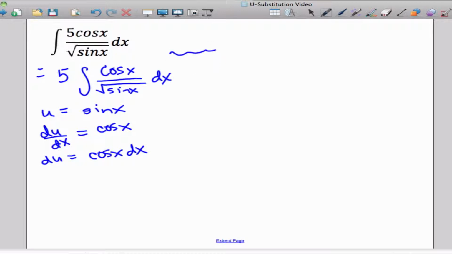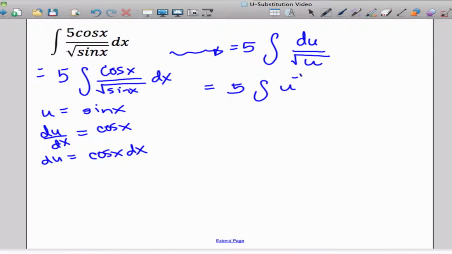So when we do our substitution, we still have that 5 out in front. So we have 5 times the integral of, instead of cosine x dx, we can replace that with a du over, in the denominator, instead of square root of sine x, we can say square root of u, since we let u equal sine x. Okay, so now this is something that we can integrate. So let's bring that u up to the numerator by writing it as u to the negative 1/2 power du.